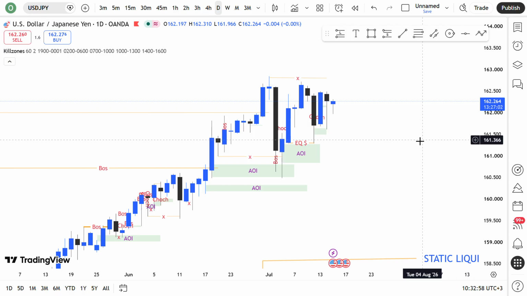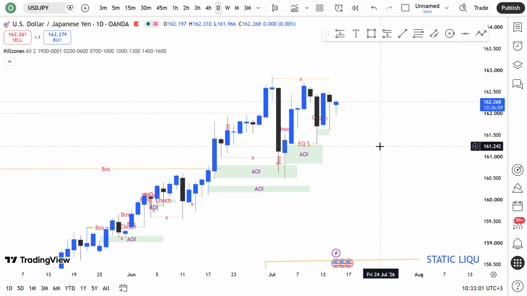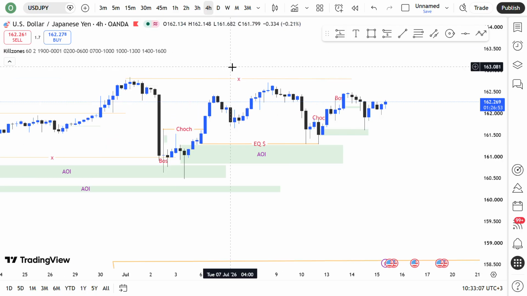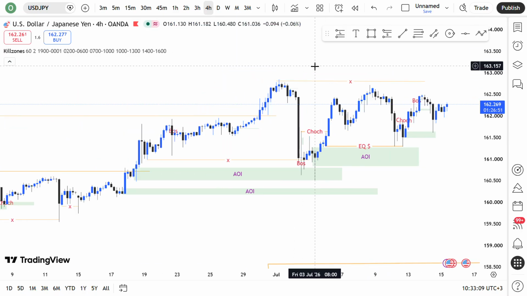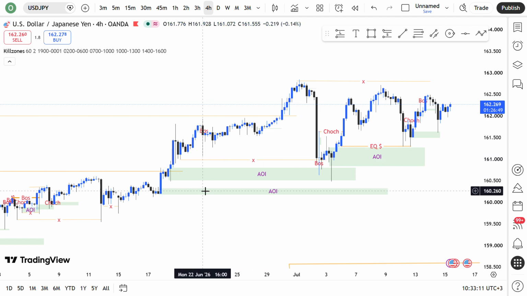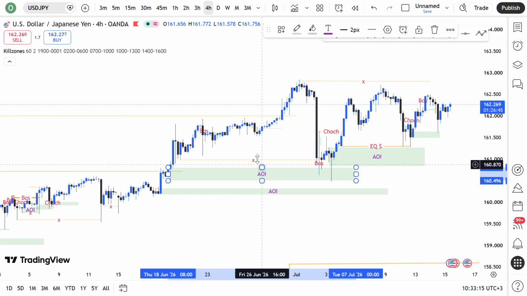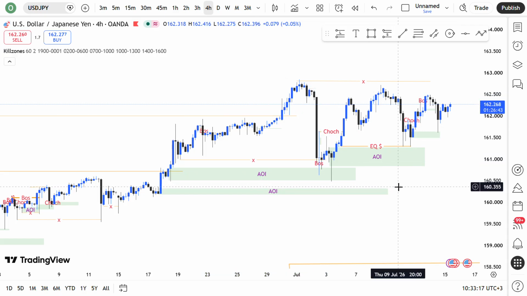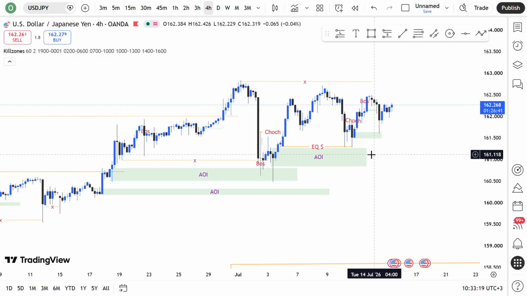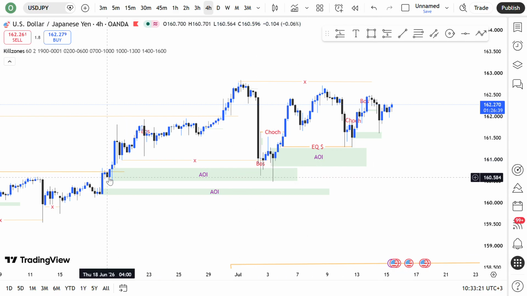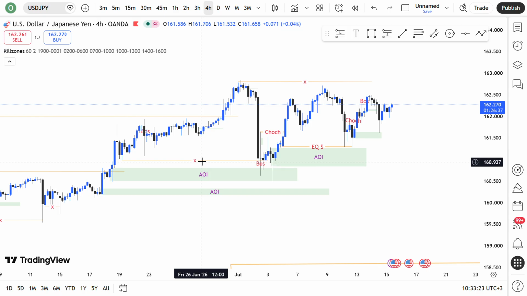So on the recent moves from USD JPY, you can see clearly from our 4 hour time frame there is an order block lying below here from a higher time frame. The market came in aggressively, mitigating this area of interest and slightly above this area of interest.